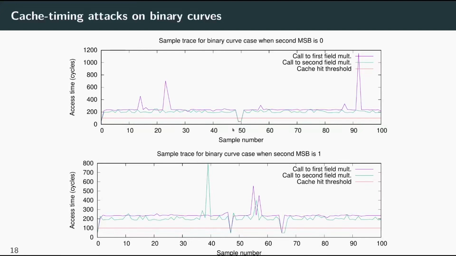This pattern is not observable when the second most significant bit of the scalar is 0 and the first field multiplication is fast and finishes quickly, and is then followed by the second field multiplication, because the z-coordinate of the second input to point addition was 1, which led to a faster field multiplication.